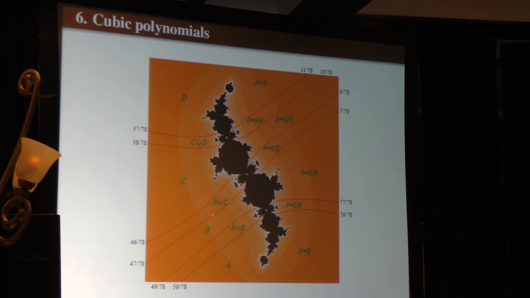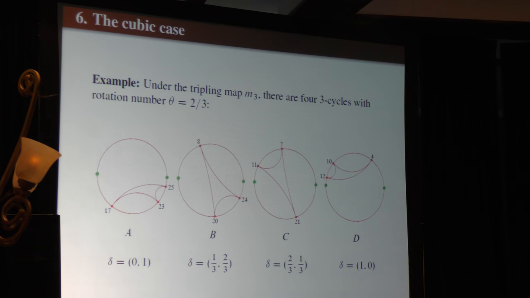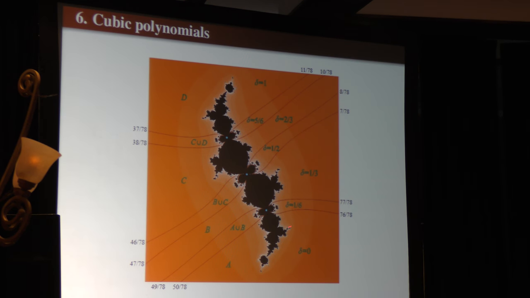So let me draw your attention to what happens in terms of the cycles, and that immediately translates into values of delta. In this region, the cycle is A. Remember A, B, C, D here? These are four cycles of increasing delta. So in this region, if you pick any parameter, the corresponding cycle for the parabolic fixed point is A, in this region it's B, in this region it's C, and in this region it's D, and then there are some overlaps where you have A union B, B union C, and C union D. These are compatible.